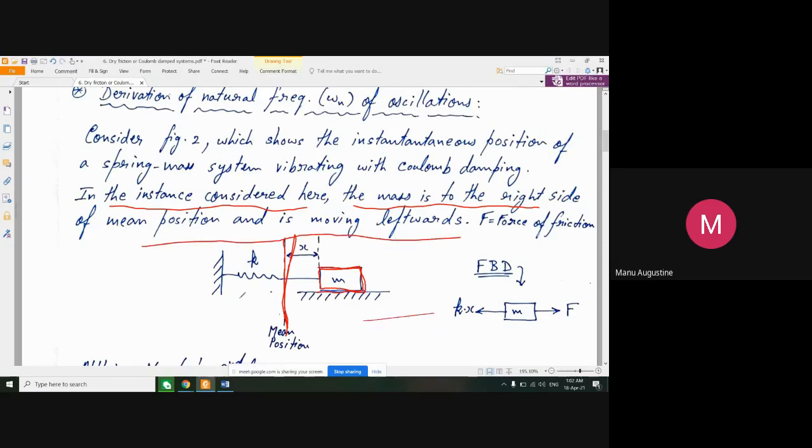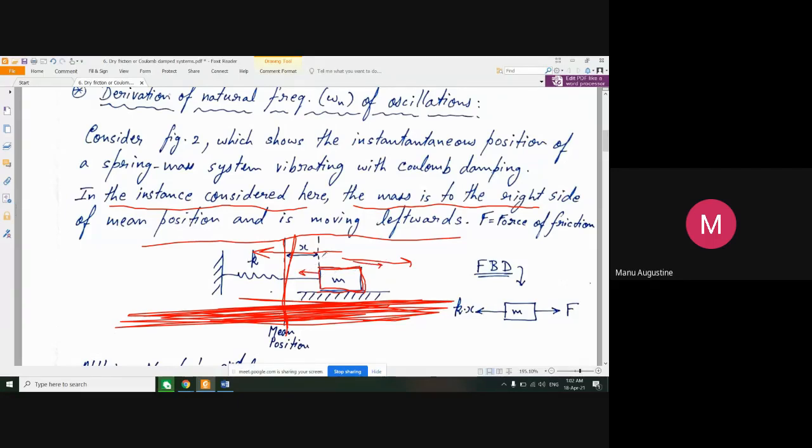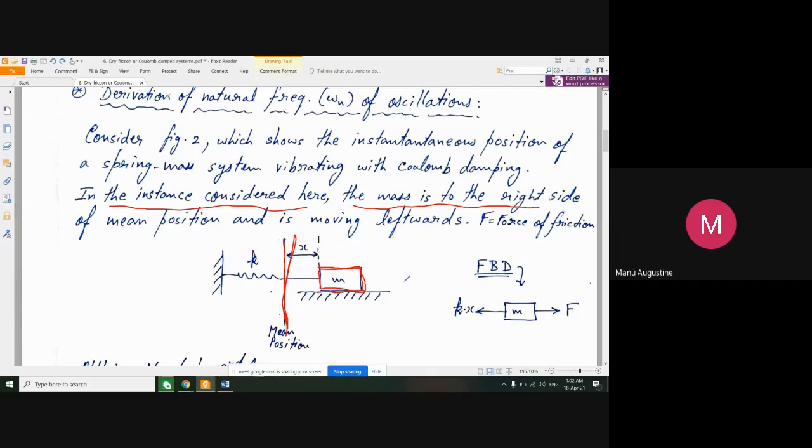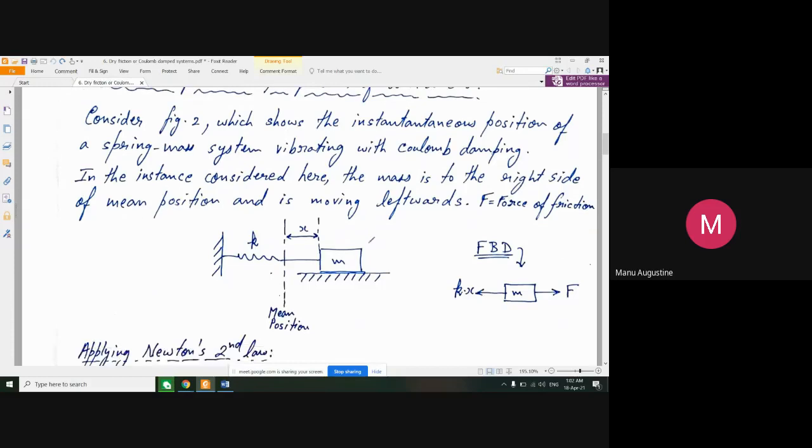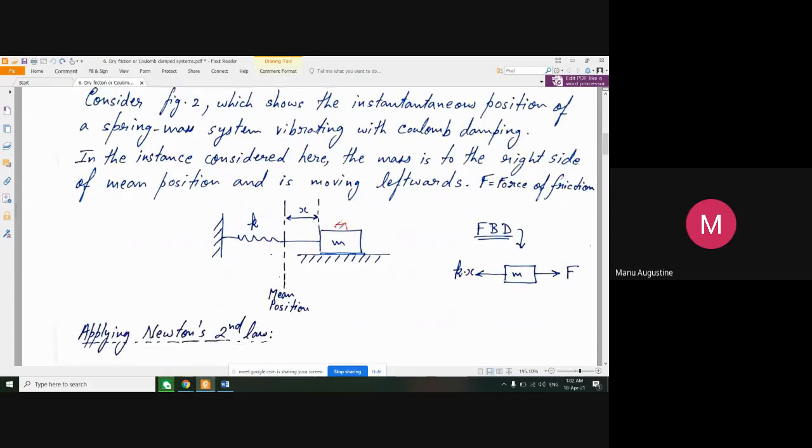So see, while oscillating, if it is randomly oscillating about the mean position like this, the mass could be either moving towards the right or it could be moving towards the left. So you have to specify in this case, because this is important. The direction of motion is important, because if it is moving towards the right, then the force of friction will be towards the left, and if it is moving towards the left, then the force of friction will be towards the right. So in the case of frictional damping, it is important to mention the direction of motion also. So in this current situation, the mass is moving leftward.